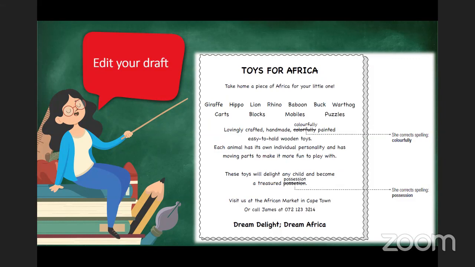And then you are adding or giving detail or a description of your product. As you can see, we are editing the draft here, so make sure that your spelling is proper, so that your piece is presentable to the audience or the reader. So that's our draft there. And how would our final draft look?